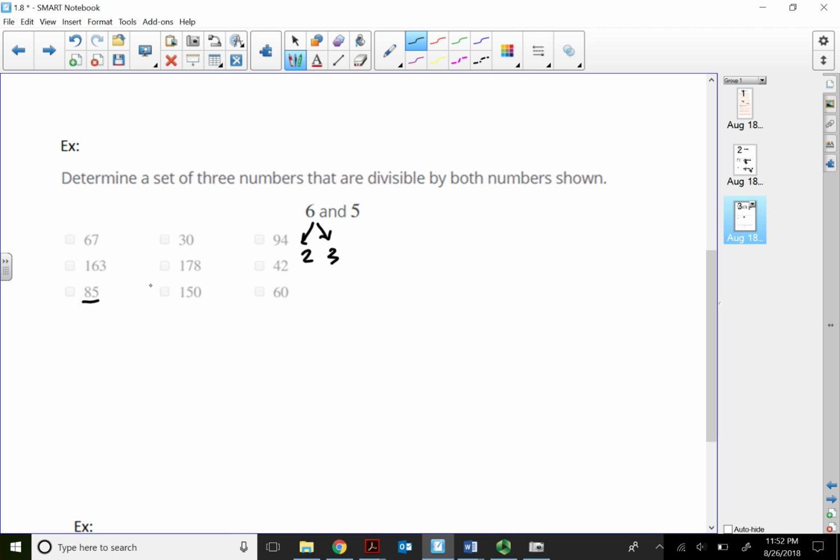So far I got 85, 30, 150, and 60. Now I just need to see if 2 and 3 can both go into it. I know 2 cannot go into 85 because it does not end in 0, 2, 4, 6, or 8. So that's out. I know 2 can go into 30. I know 3 can go into 30. So that's a check. 60. I know 2 can go into 60 evenly, because it ends in 0. I know 3 can go into 60. So there you go. Check.